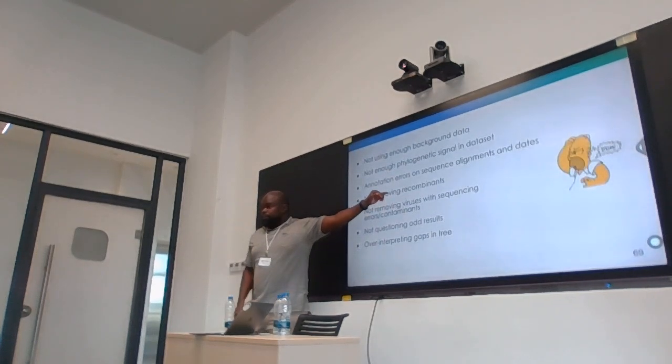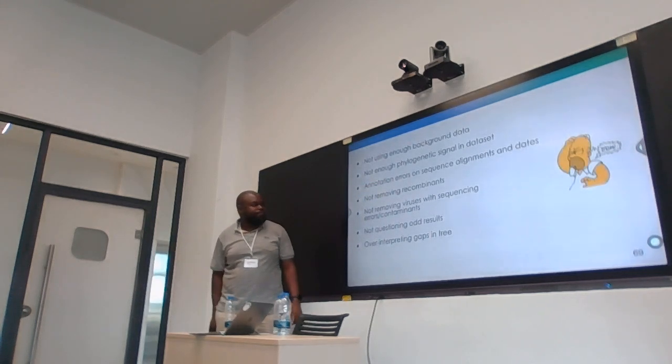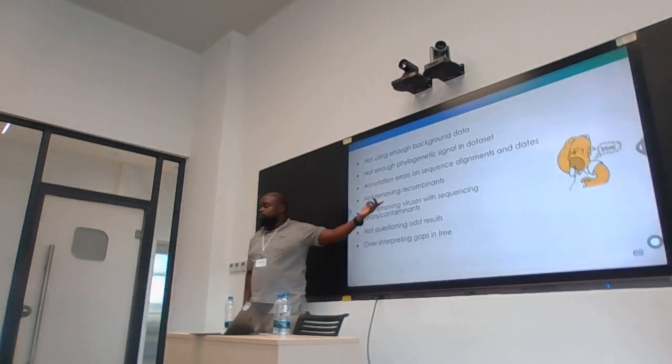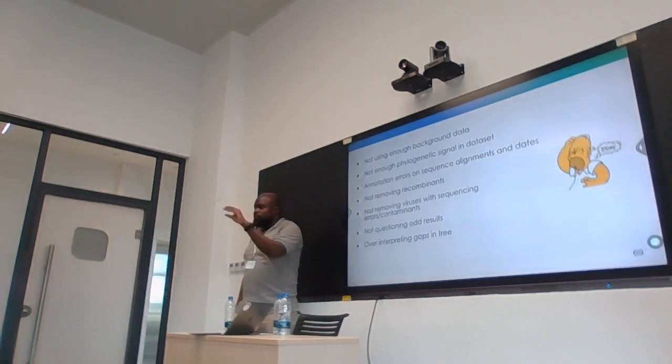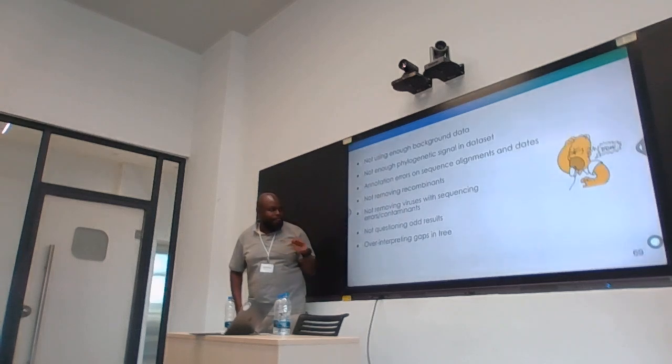Not removing recombinants. Remember we said you have to remove recombinants, okay? Or at least mask them. Or there could be QC issues, like not removing viruses with sequencing errors. So you've done your assembly, but some areas have very low coverage. You allow them to continue, and then they have sequencing errors. So this can cause a problem to your phylogenetic analysis.